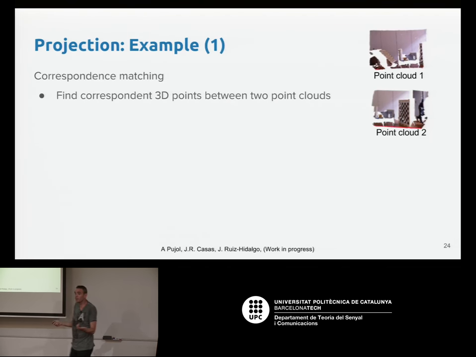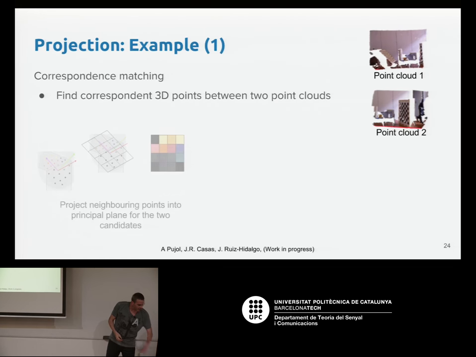For instance, one example is some work we are doing here at UPC. It's about correspondence matching. So you have two point clouds of the same scene taken from different angles, and you want to locate points which correspond to the same 3D object. For instance, you want to locate this point and this point as belonging to the same object. Okay? And again, you have two point clouds. You don't want to use the point cloud.